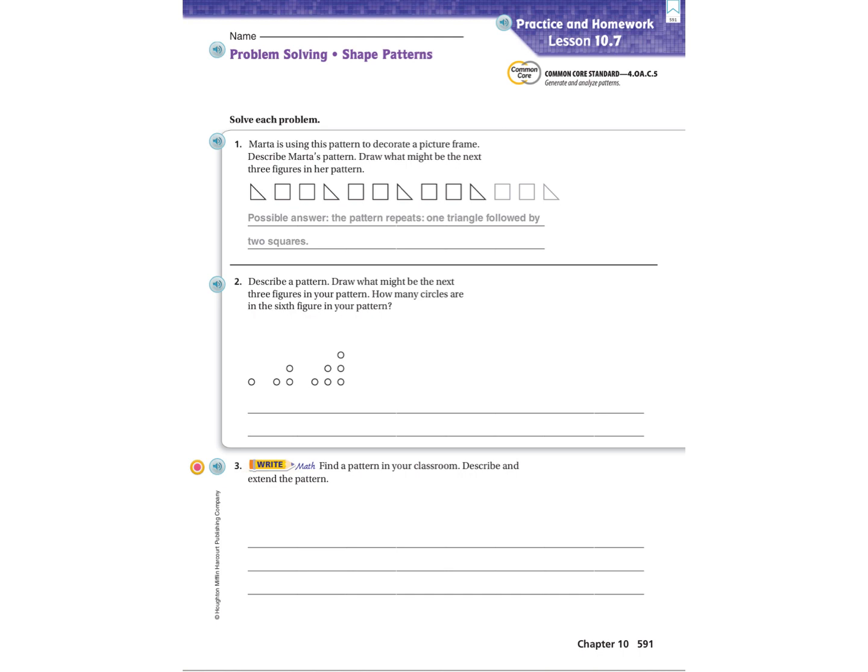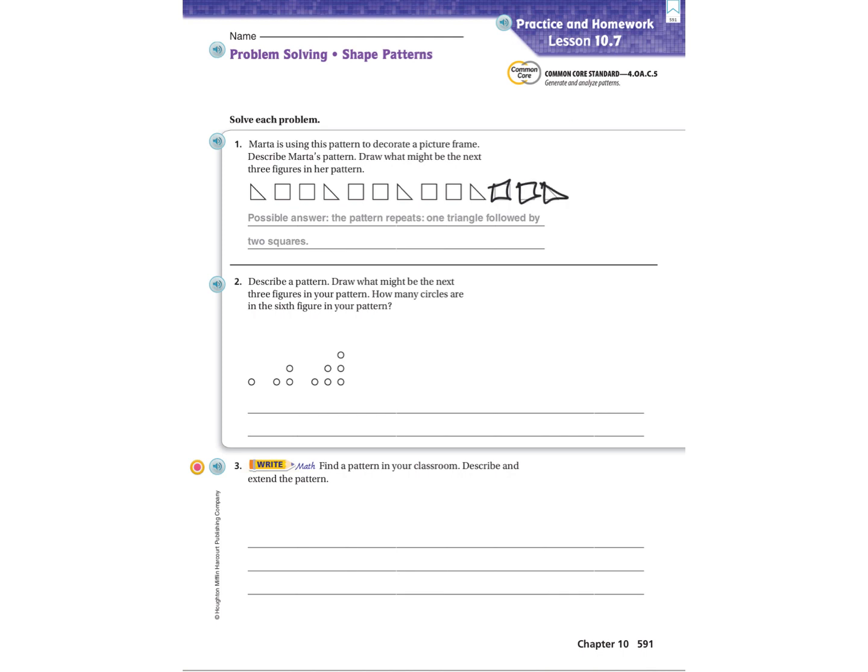It says Marta is using this pattern to decorate a picture frame. Describe Marta's pattern. Draw what might be the next 3 figures in her pattern. So we go triangle, square, square, triangle, square, square, triangle, square, square, triangle. Okay, so it says draw what might be. They did it for us, but we're going to just outline it. So do square, square, triangle.